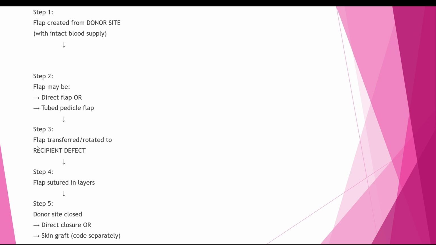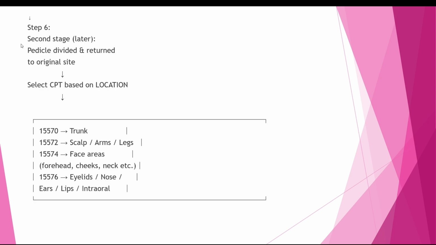Okay. So if it is flap transferred to the recipient defect, okay. So here the flap they are transferring it to the recipient side and suturing the flap in the layers, okay. Next the donor side is closed, okay. If they are applying any skin graft, you can code it separately, okay. Next we have a second stage. Later pedicle is divided and returned to the original site, okay. That is the second stage. So you will code the CPTs based on the donor side. So we have CPT 15570 for trunk, 15572 is for the scalp, arms, legs. 15574 for the face area, forehead, cheek, neck, etc.